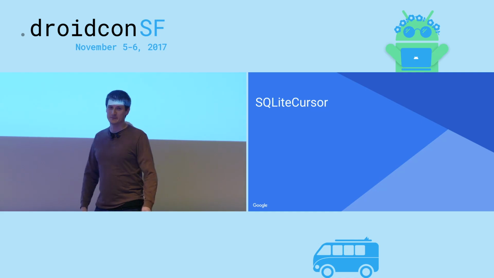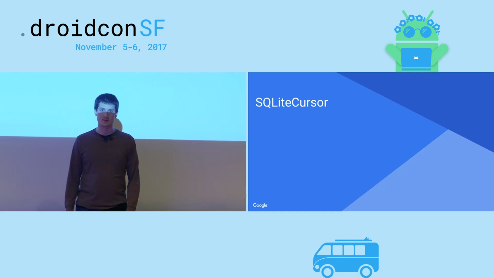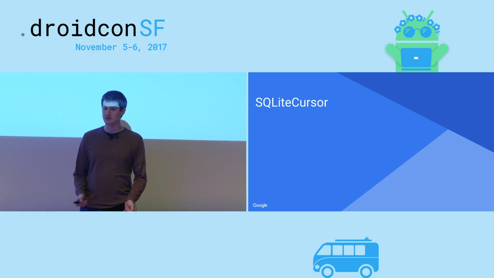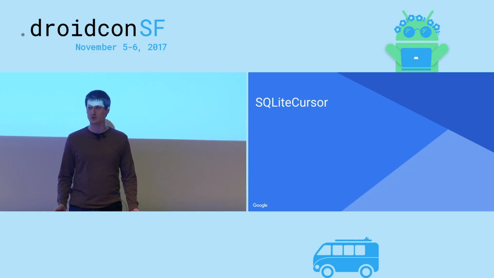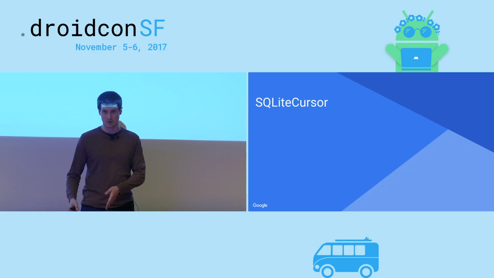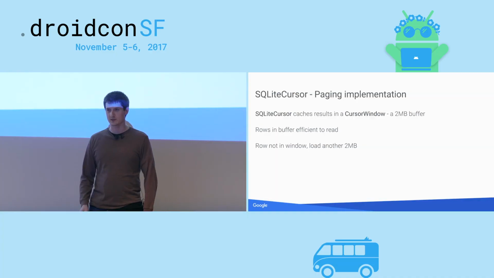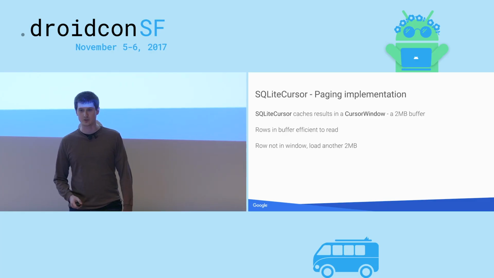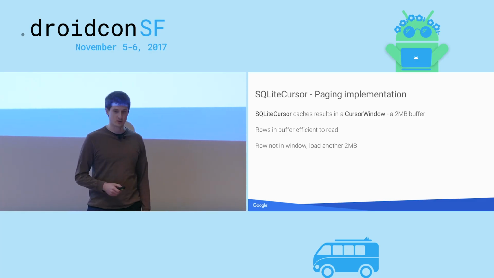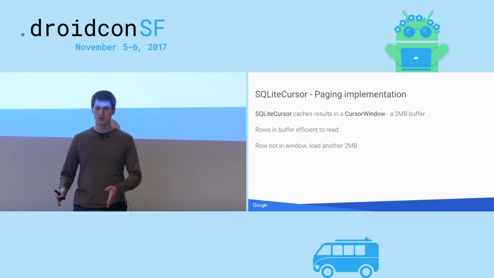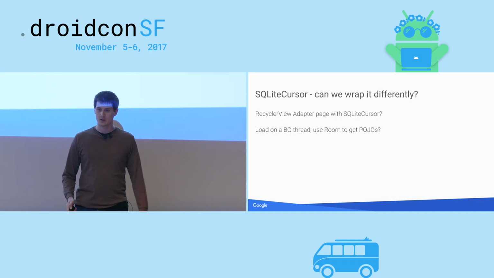All right, so you talked a lot about the problems with AsyncListUtil and the state of the world with CursorAdapter, but there's still this paging implementation inside of SQLiteCursor, the actual API by which you access queries from SQL on Android. Let's look a little bit deeper into that and see what we might do with it. SQLiteCursor has a paging implementation inside. You mentioned some of this: it has a cursor window, a 2 megabyte buffer that it will load in chunks. Rows inside that are efficient, rows outside that you have to reload.